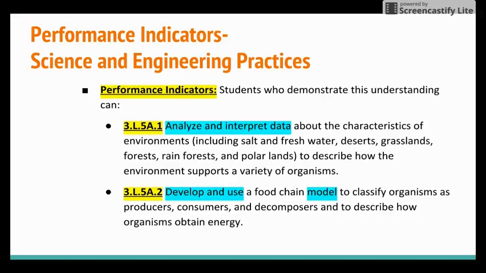So that ends this second segment of our video series, Unpacking the South Carolina Science Standards. The third one is going to look at the content of these indicators.